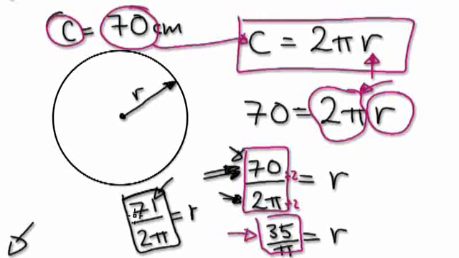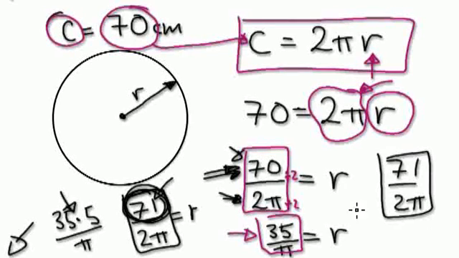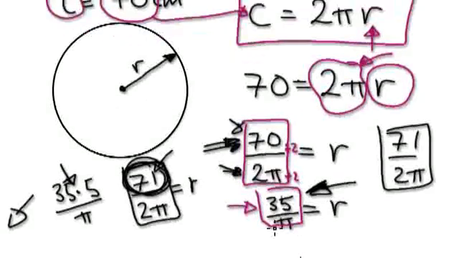So rather than writing the unsimplified version, it's better to give your answer as this. This is neater. But if it's 71, you don't want 35.5 over pi. You don't want decimals. So 71 doesn't divide by 2 neatly. If it happens to be 71 over 2 pi, then you can't divide top and bottom by 2, so leave it as that. Anyway, the answer for this question, r, is 35 over pi. If you really want to know the exact decimal, then get 35 divided by pi on your calculator.